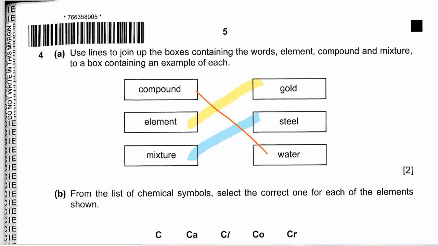In question 4, use lines to join up the boxes which contain the words element, compound, and mixture to a box containing an example of each. Well, the compound here will be water. As we know, water is H2O, a chemically bonded compound between hydrogen and oxygen atoms. So this is the compound.